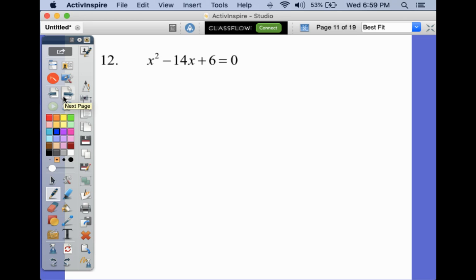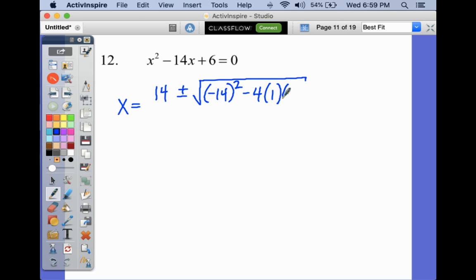Okay, next problem. I believe these are going to say solve using quadratic formula. So quadratic formula is x equals negative b, so that's going to be 14 plus or minus the square root of b squared minus 4 times a times c, all over 2 times a. Okay, I don't want to mess this up, so I'm going to grab a calculator real quick just to make sure that the math is good under that square root.